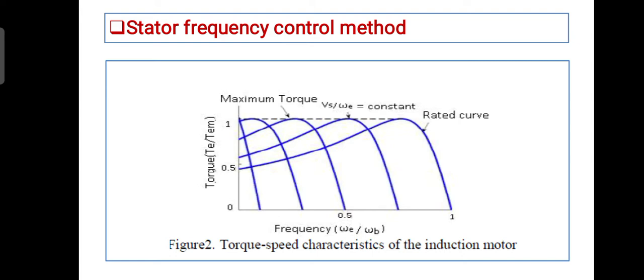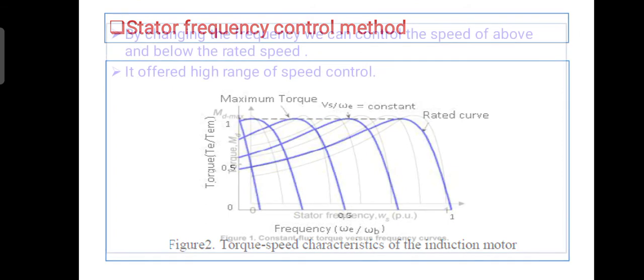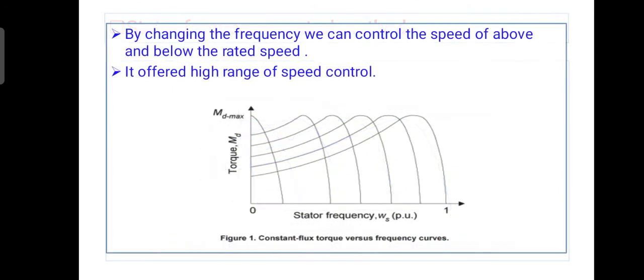Torque to speed characteristics of the three-phase induction motor. By changing the frequency, we can control the speed above and below the rated speed. The characteristics below are given: constant flux, torque versus frequency curves.